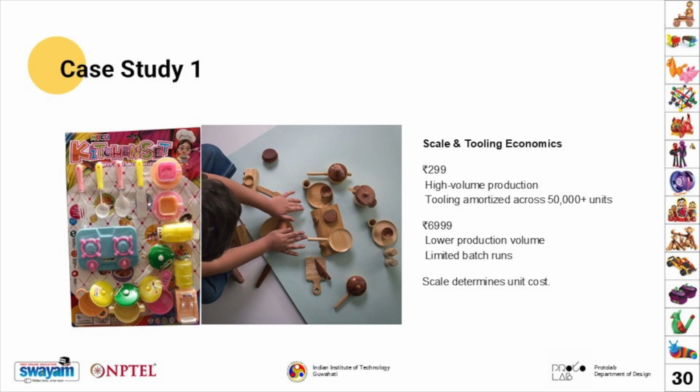The wooden set likely operates at much smaller scale. If 5,000 units are produced in a year, fixed costs are spread across fewer units. Lower scale means less bulk material discount, less logistic efficiency, and higher storage cost per unit. Economies of scale are not available at the same magnitude. This alone creates large price divergence before branding is even considered.